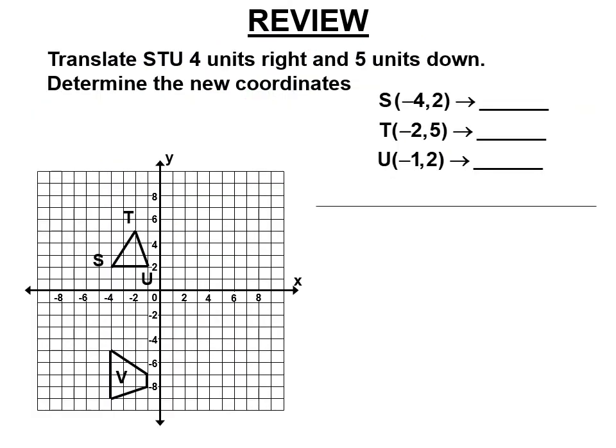So then we translate it. We're translating S to U, 4 units right. If you go 4 units right, you add to X. 5 units down, you subtract from Y. So this one, S prime, the image should end up at 0, -3.